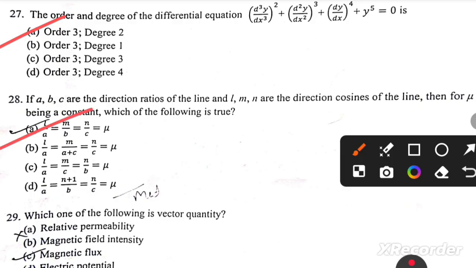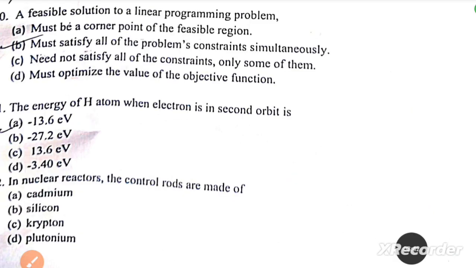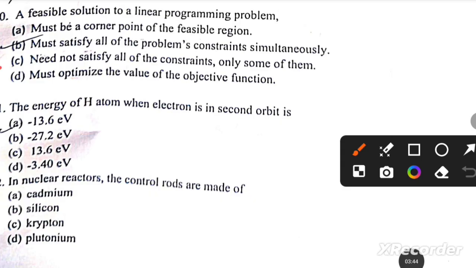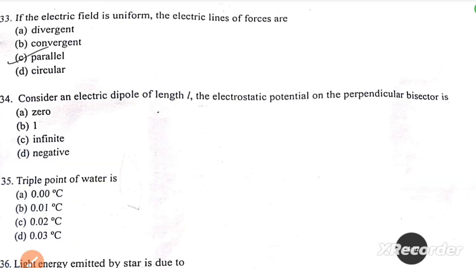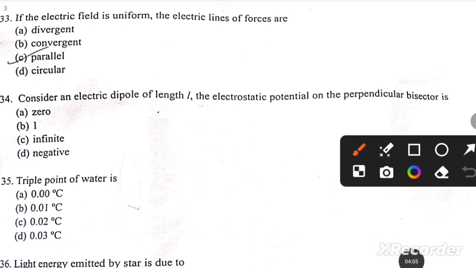Option A. Which of the following is a vector quantity? Magnetic field intensity. A feasible solution to a linear programming problem must satisfy all of the problem's constraints simultaneously. The energy of hydrogen atom when electron is in second orbit is minus 13.6 electron volts. Next, in nuclear reactors, the control rods are made up of cadmium. If the electric field is uniform, then the electric lines of force are parallel.